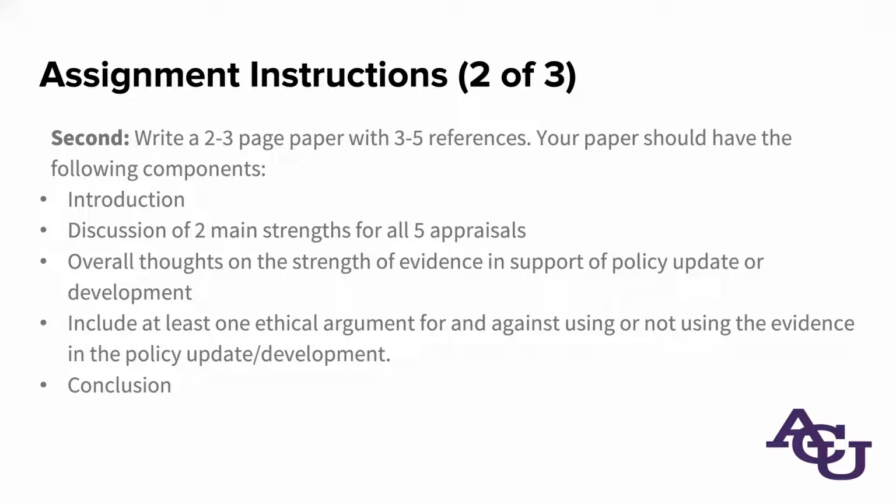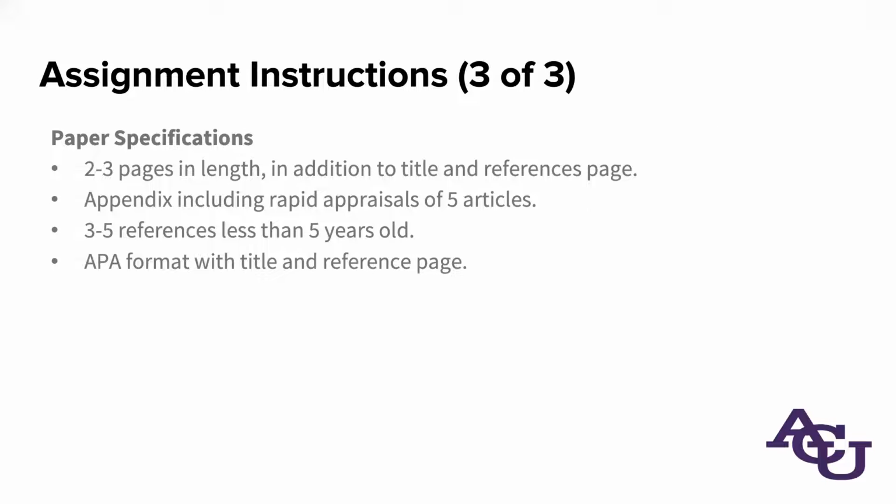Your paper should have the following components: introduction, discussion of the 2 main strengths, overall thoughts on the strength of the evidence in support of the policy update or development, and include at least one ethical argument for or against using or not using the evidence in the policy update or development, followed by the conclusion. So 2 to 3 pages, that's roughly 500 to 750 words, not counting the references, not counting the title page. So that's going to be fairly focused, and so I don't think you'll have too much trouble with that at this point. But let's talk about the research process after we review the paper specifications and the rubric.